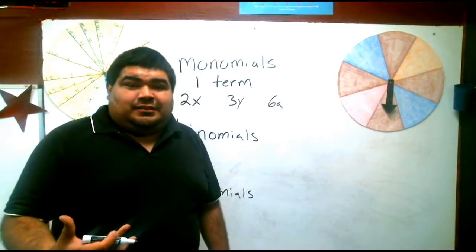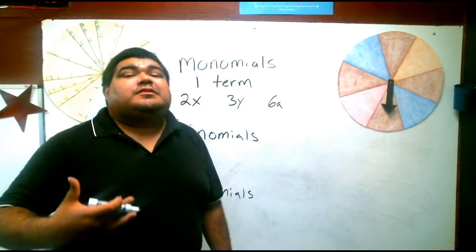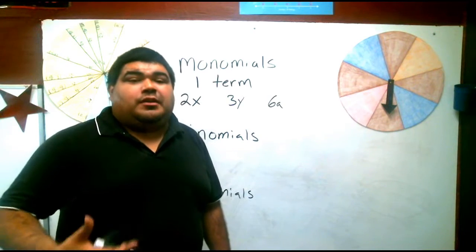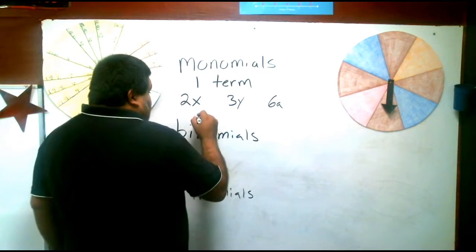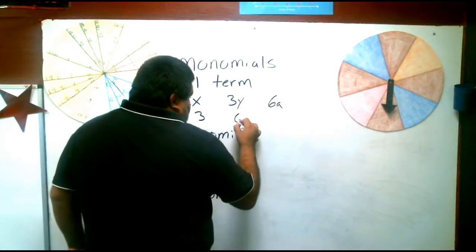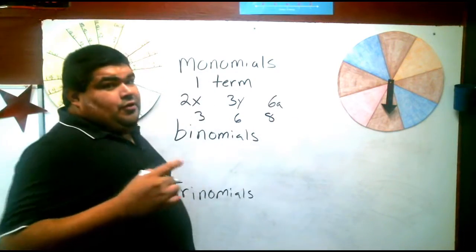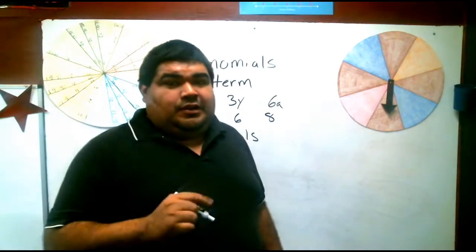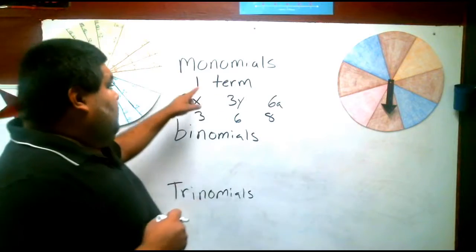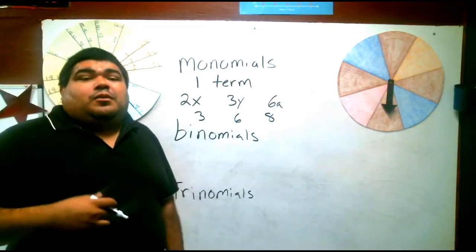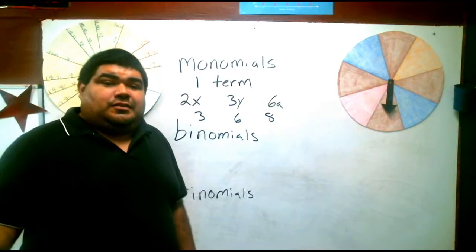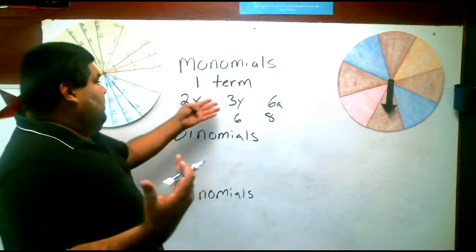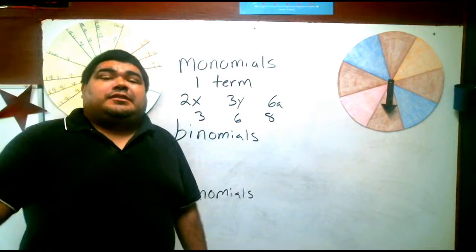A monomial can also be a constant. If you remember, a constant is a number without a variable. It's also one term. So numbers like just 3, 6, 8 are known as a term. So if I were to say, is 3x a monomial, you would say yes, 3x is a monomial.